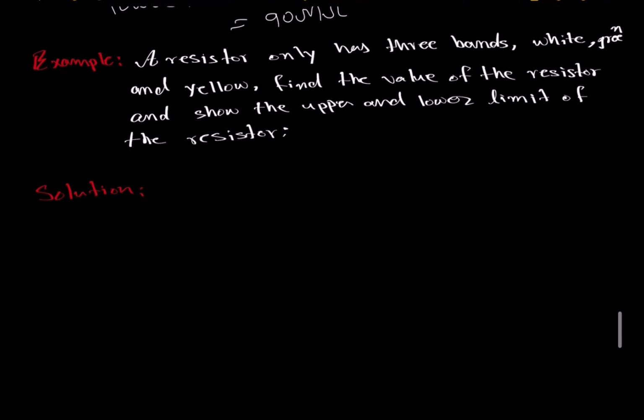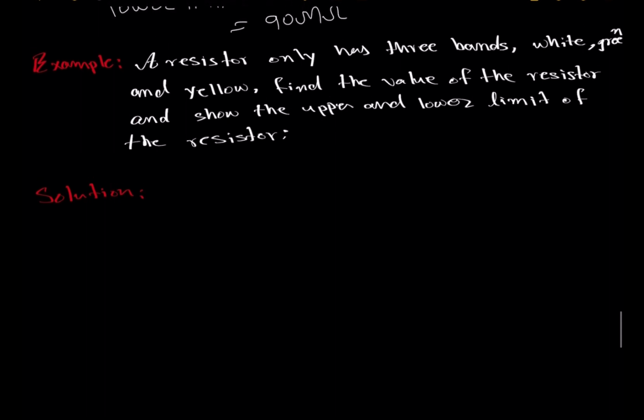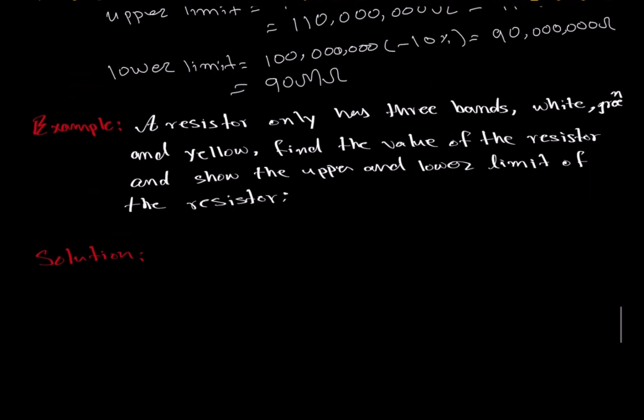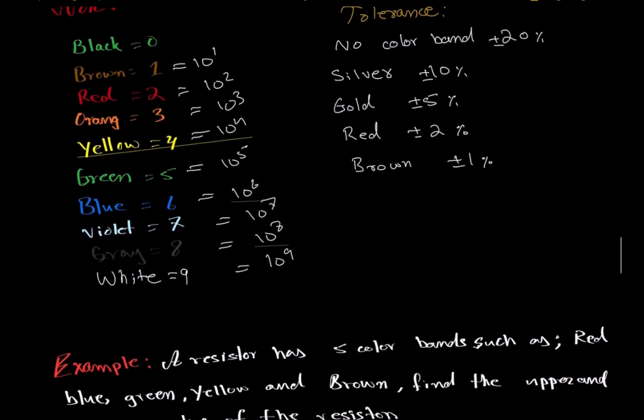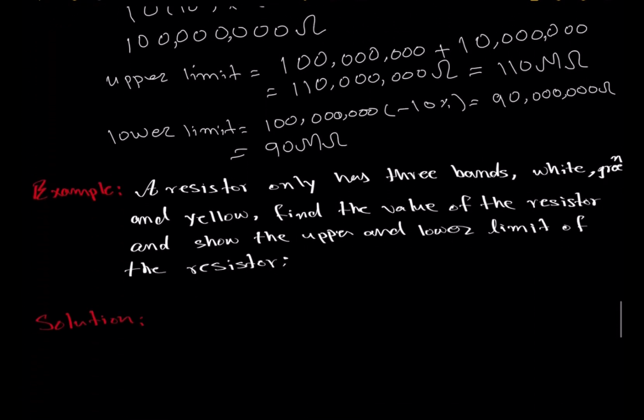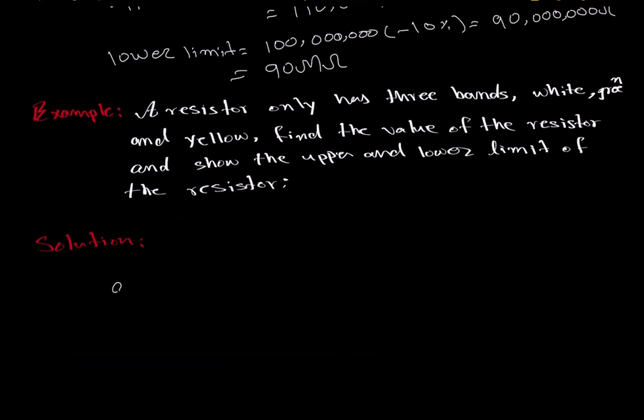Now let's do one more example here. A resistor only has 3 bands: white, green, and yellow. Find the value of the resistors and show the upper and lower limit of the resistors. So we are asked to find white, green, and yellow. Let's check it here. White is 9, green is 5, and yellow is 4. So white is 9, green is 5, and the first two are our numbers.